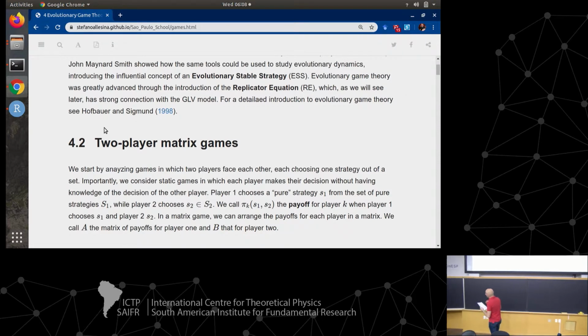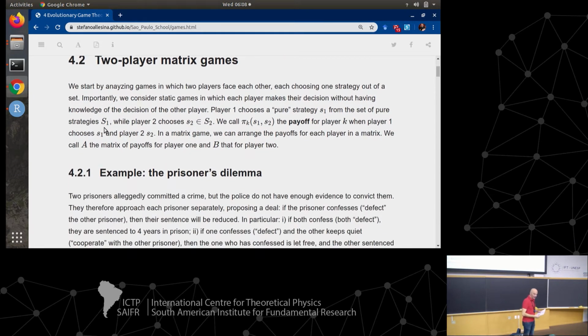So I'm not going to do all of game theory, of course. I'm just going to mention the facts that I need to go on. So what I want to do is 2 player matrix games. So 2 player means what? There's 2 players. In matrix games, what does it mean? Is that each player has a set of strategies. You can think of the simplest game like rock, paper, scissors, right? So you have 3 strategies, 2 players, and then we play.